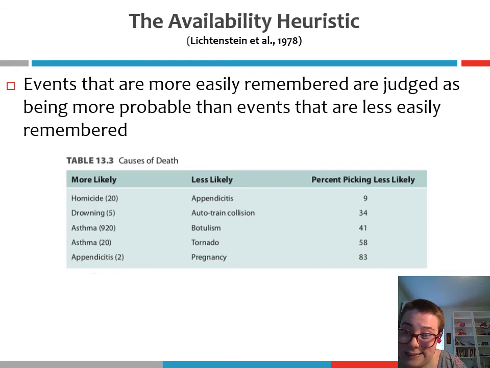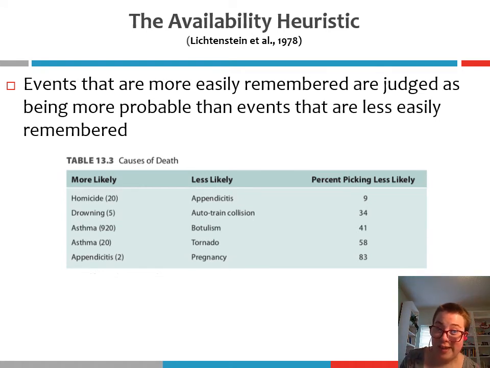of an appendicitis, right? But quickly, if we look at some of the other pairs in the table, it becomes apparent that people are fairly bad at this task. So they're fairly bad at judging correctly the relative proportion of deaths or the more likely cause. So for example, one of the most striking examples is you're 920 times more likely to die from asthma than from botulism, right? But 41% of people assumed that botulism was the more likely cause.